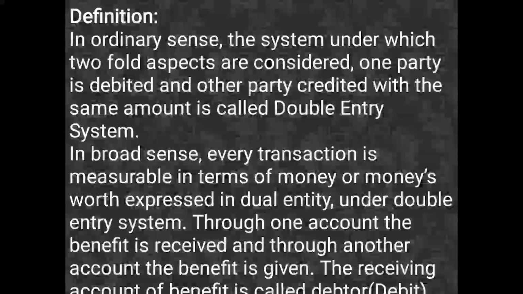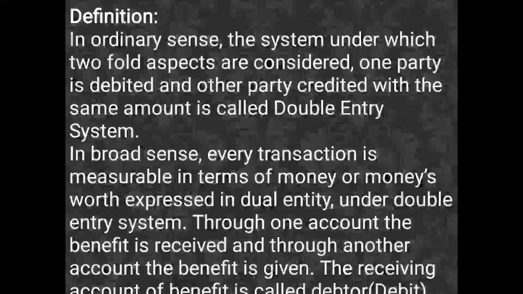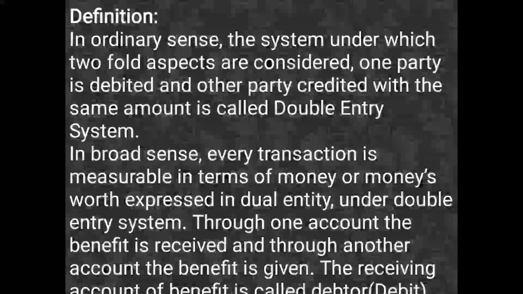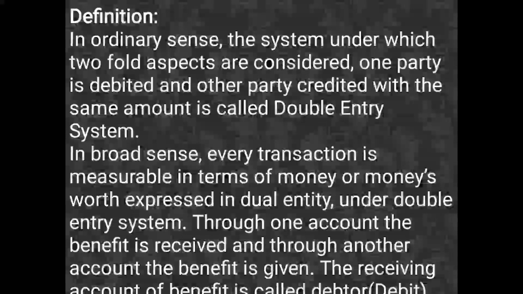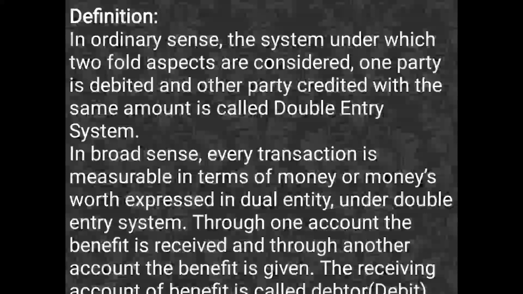Principles or characteristics of double entry system. The first one is dual entity. Second, receivable and payable. Third, debit and credit determination. Fourth, exchange of equal amount of money. Fifth, comprehensive result. Since in every transaction the debit and credit are analyzed and recorded in equal amount, it is easy to deduce the comprehensive result. The total of the debit side should be equal to the total of the credit side.